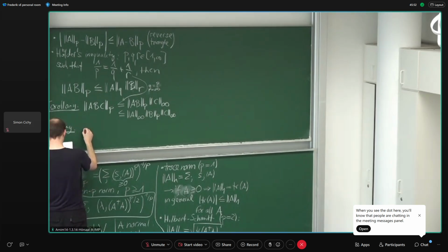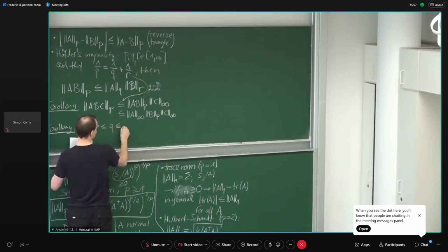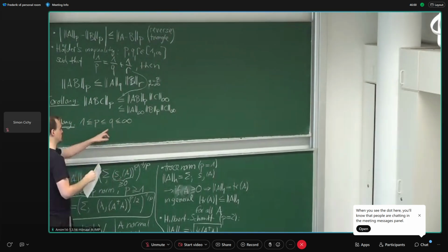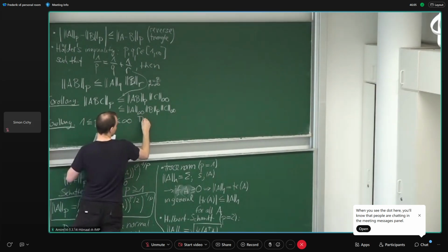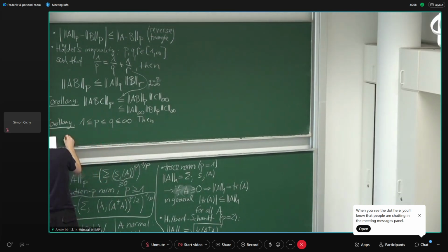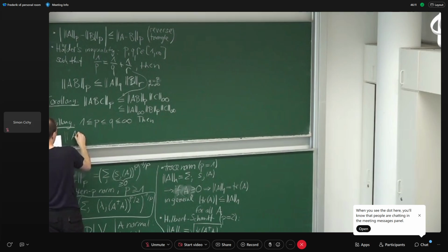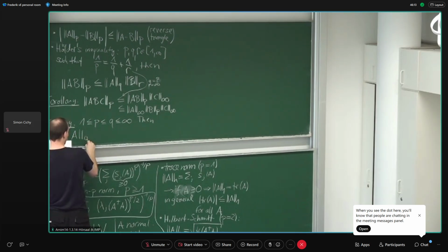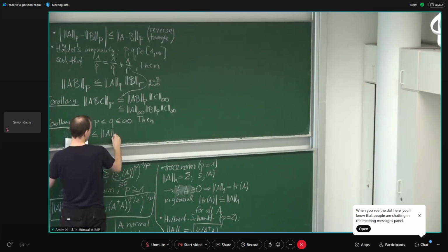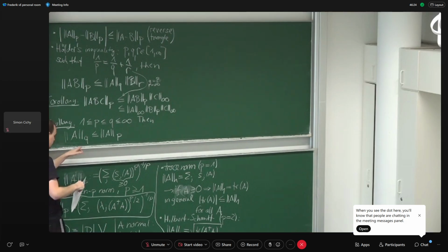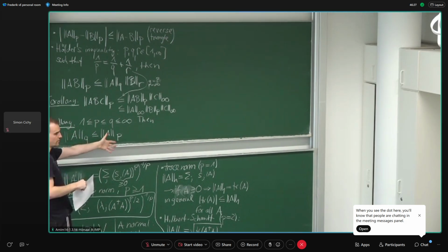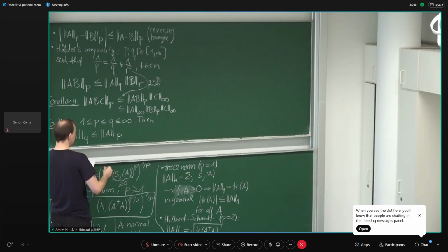Okay, now the second one. So now we have two Schatten indices where one is bigger than the other. And then we get the following inequality. So the q norm, the one with the larger index, never exceeds the one with the smaller index. So in a sense, Schatten norms are monotonic. If you just decrease this index, you will always end up with something bigger, or at least not something smaller.